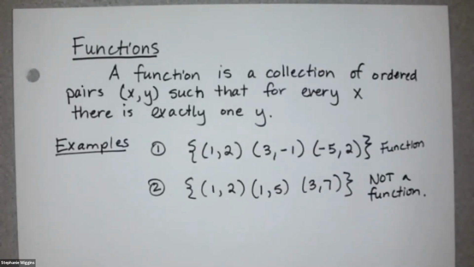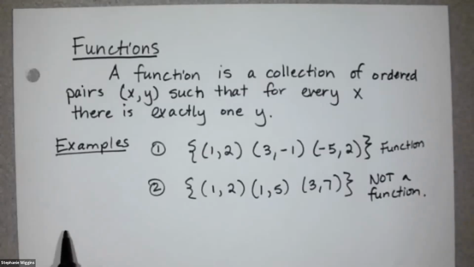With a function, you know exactly what your output is going to be for a given input, okay? You don't want the ambiguity of wondering, well, what if I put in a 1, is it going to be a 2 or is it going to be a 5? You don't want that, because that does not function very well in the real world, okay? So we eliminate that possibility for functions. So this one is a function and this one is not.